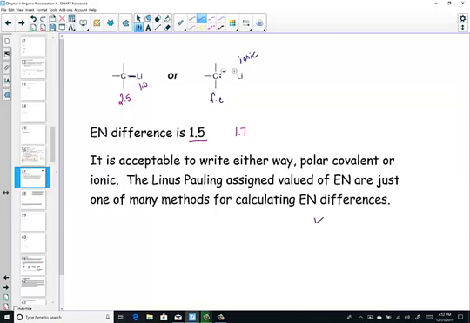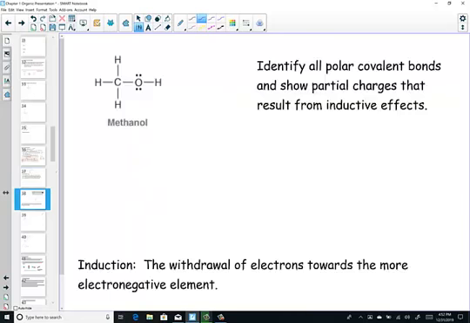And just keep in mind that these Linus Pauling electronegativity values are just one of many methods for calculating these differences. So if it's close, you're not going to be marked incorrect because both are acceptable. If you write one or the other, both are correct.